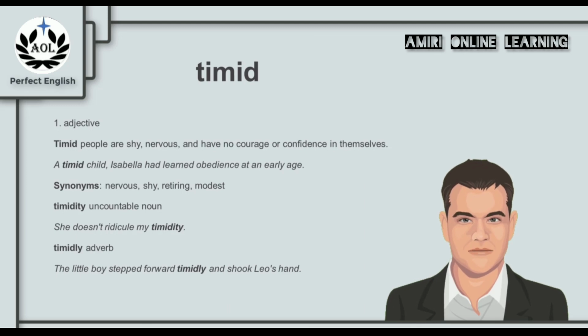For example, a timid child, Isabella had learned obedience at an early age. A shy child, and shy and nervous. Synonyms for timid are the words nervous, shy, retiring, and modest. And timidity is the noun we can use from the word timid. For example, she doesn't ridicule my timidity. And also we can use timidly as an adverb. For example, the little boy stepped forward timidly and shook Leo's hand.